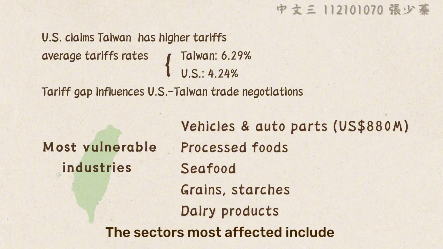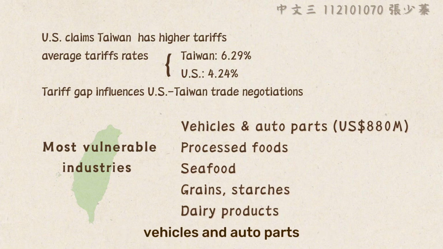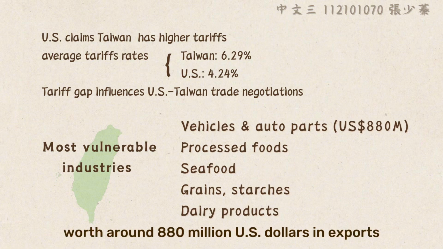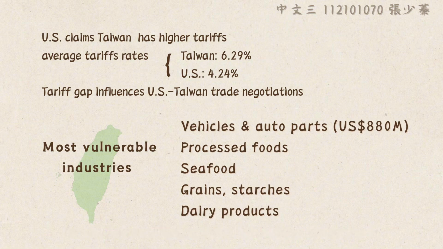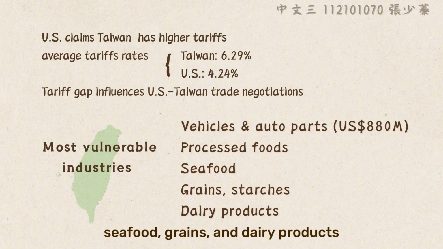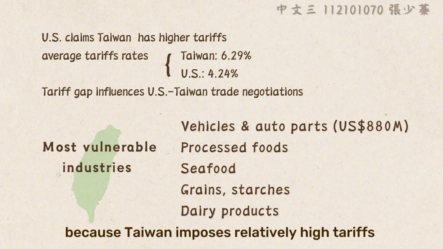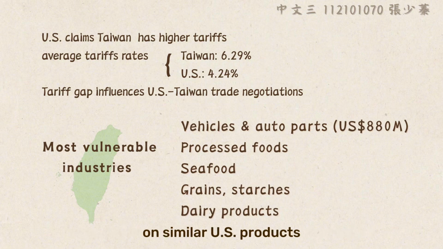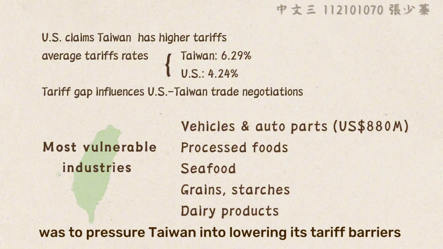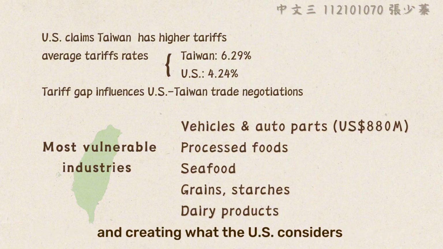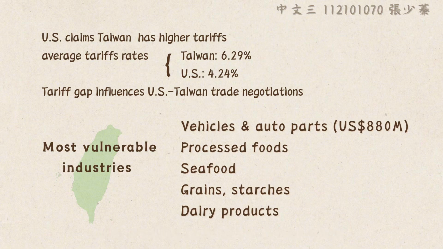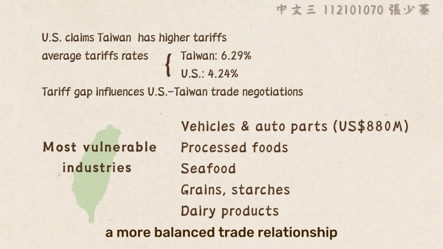The sectors most affected include vehicles and auto parts, worth around $880 million in exports, as well as processed foods, seafood, grains, and dairy products. These industries were targeted because Taiwan imposes relatively high tariffs on similar U.S. products. The goal of the U.S. action was to pressure Taiwan into lowering its tariff barriers and creating what the U.S. considers a more balanced trade relationship.